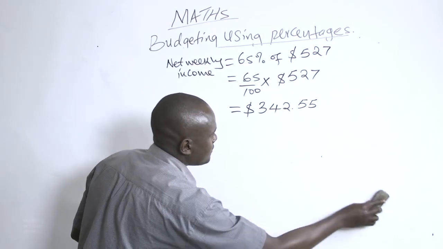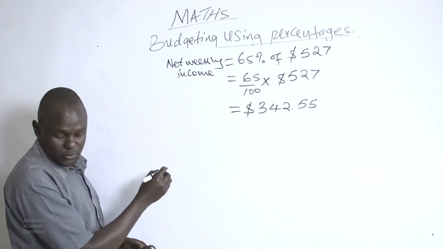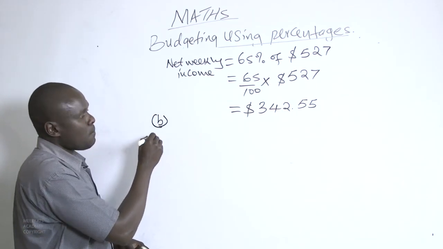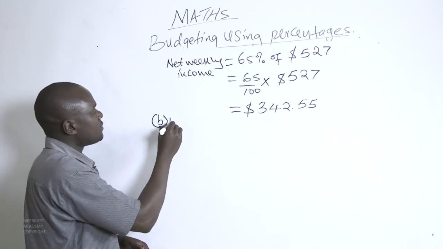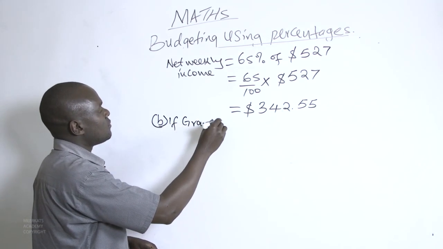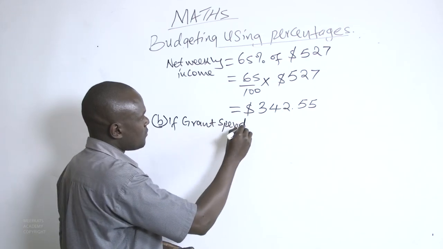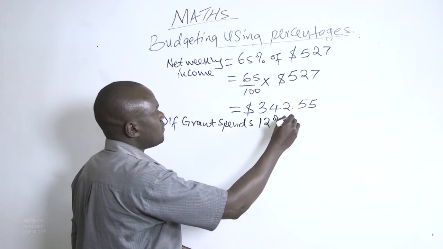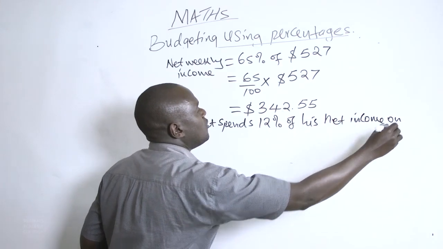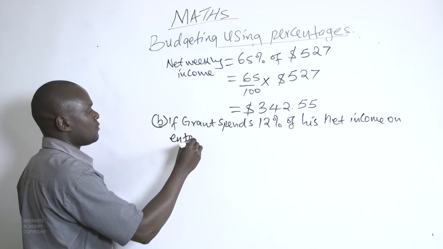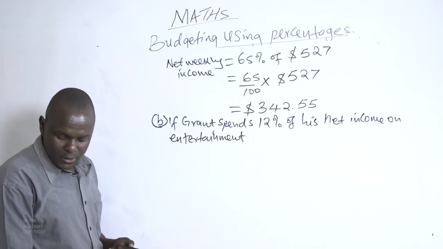The second part is for us to calculate the money allocated to entertainment. Part B, if Grant spends 12% of his net income on entertainment, determine the amount he actually spends.